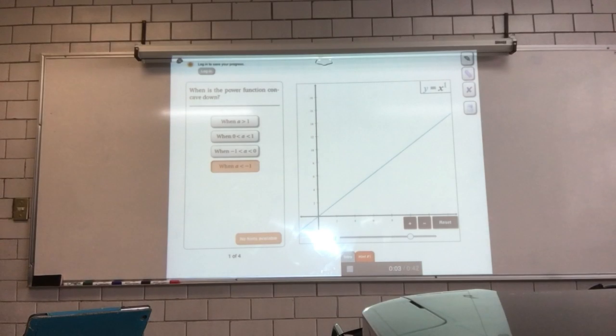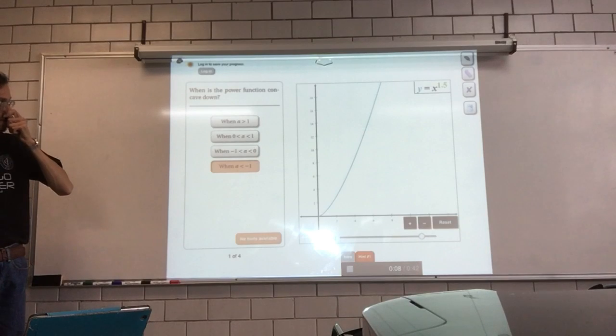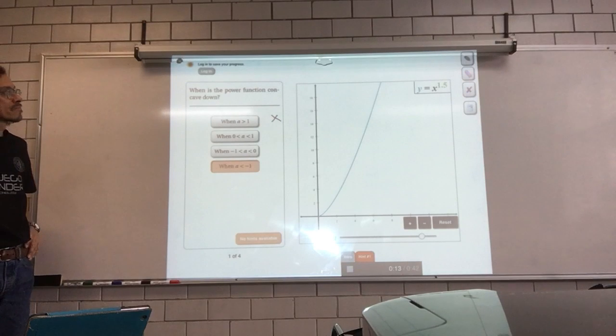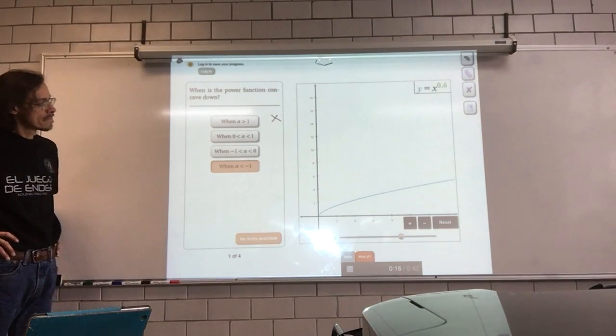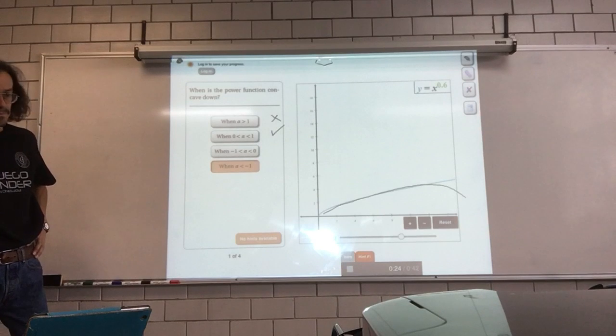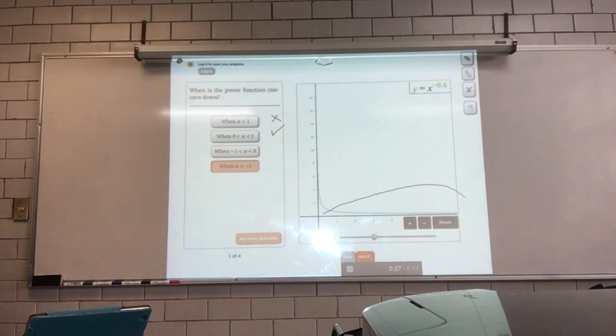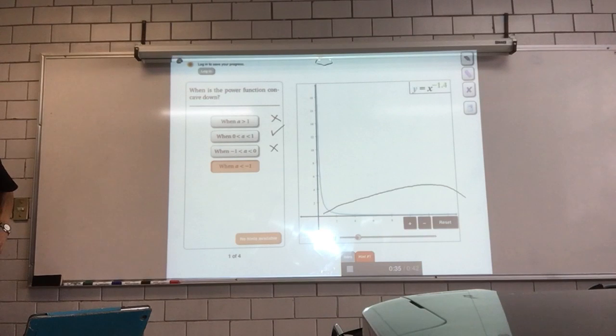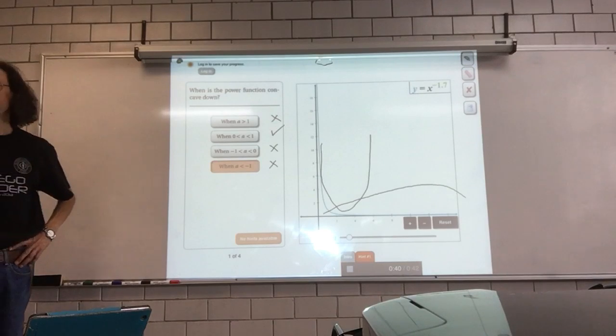Okay, so let's look at some of the choices here. The first choice is when a is greater than 1. So let's set a to a value that's greater than 1. This curve is smiling. It's concave up. So this is not the answer. When a is between 0 and 1, the curve is now concave down. It's frowning. So this looks like it's the answer. If we set a to a value that's between minus 1 and 0, like here, it's smiling again. So this is not the answer. And if we set a to a value that's less than negative 1, it's still smiling. So this is also not the answer.